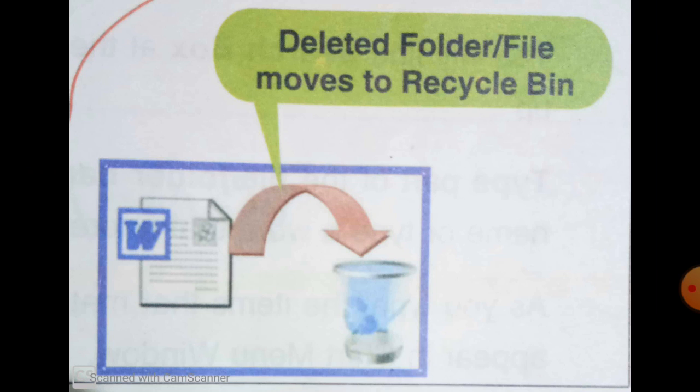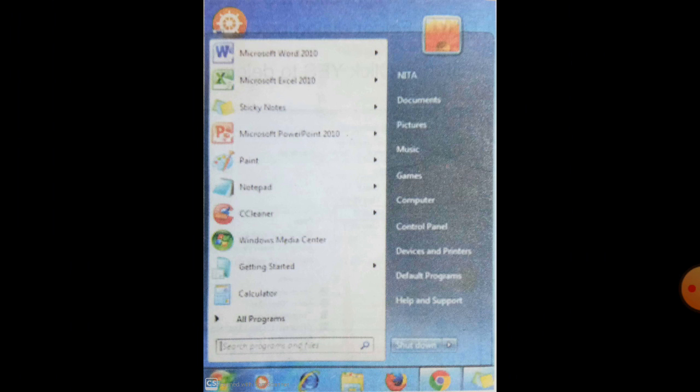Now, searching any file or folder. Computer is used for storing information so that we can retrieve it whenever we need. Sometimes we forget the location of our file. Windows offers a number of ways to find files and folders. One such way is using the search box.